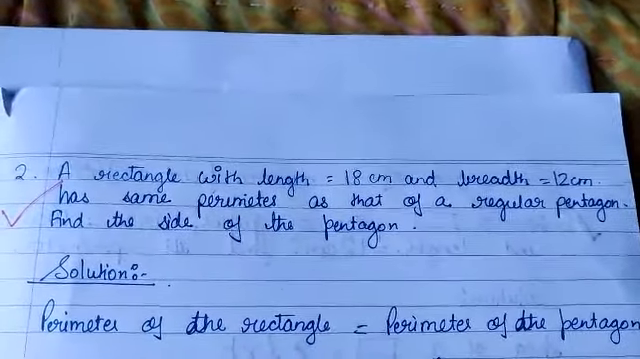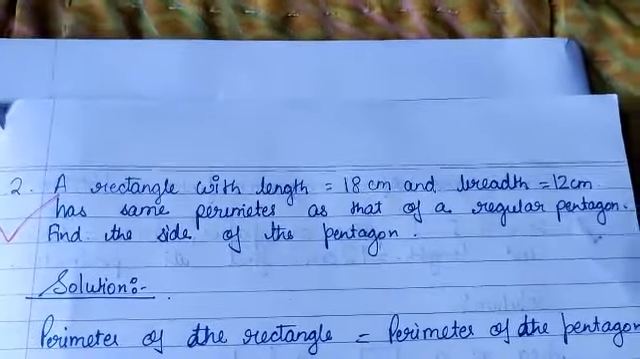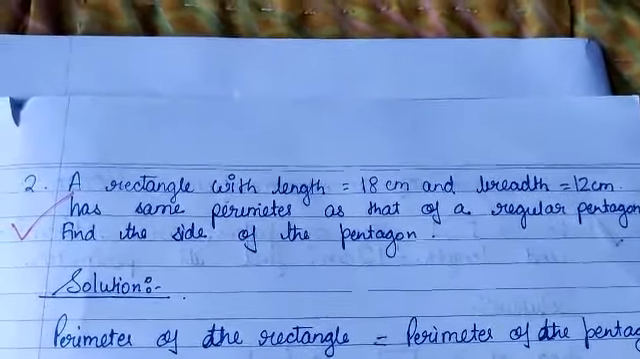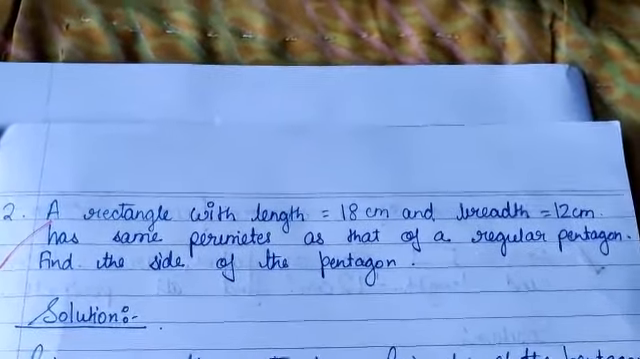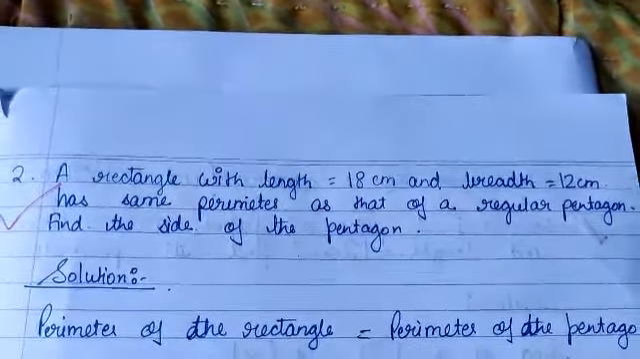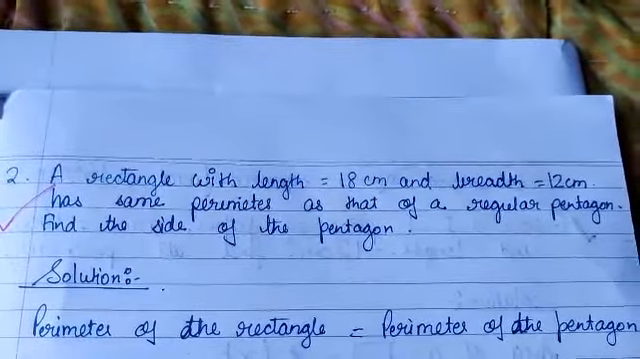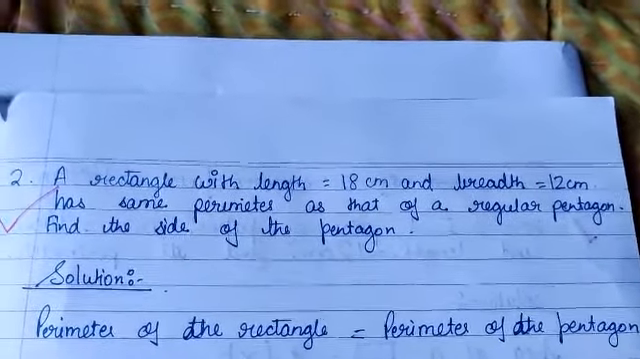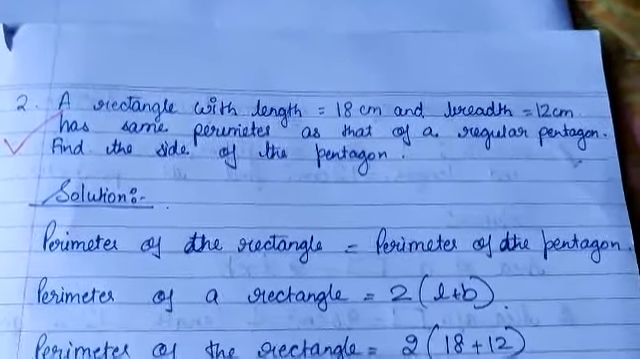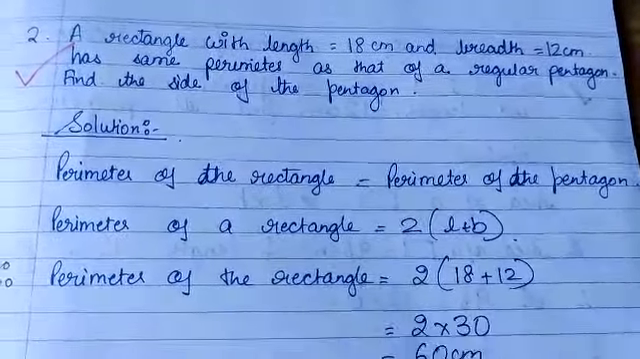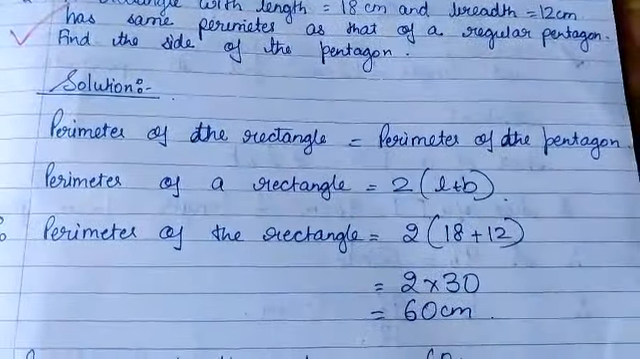A rectangle with length 18 centimeters and breadth 12 centimeters has same perimeter as that of a regular pentagon. Find the side of the pentagon. Now perimeter of the rectangle is equal to perimeter of the pentagon that they have said. So perimeter of a rectangle we know twice length plus breadth. So we find out the perimeter of the rectangle, we get 60 centimeters.